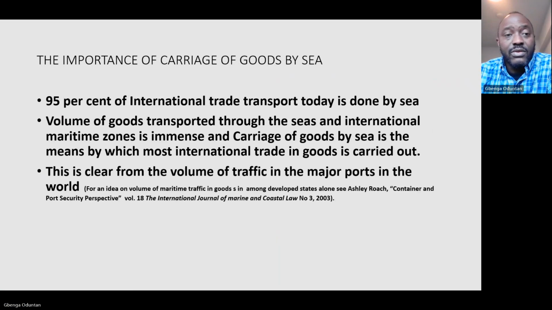And we have proof of that in statistics. 95% of international transport of goods today is done by sea. The volume of goods transported through the seas and maritime zones is impressive. It's simply mind-boggling. The volume of trade that passes through some of our nearest ports here in England alone, like Dover, Southampton, etc., is simply, as I said, impressive.